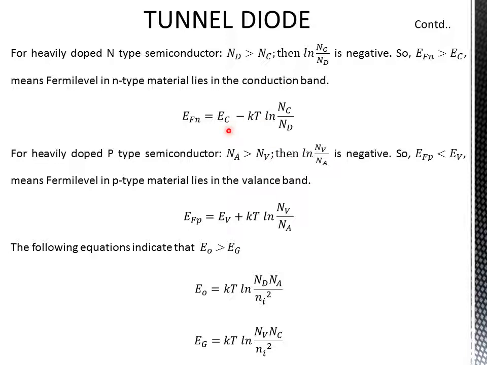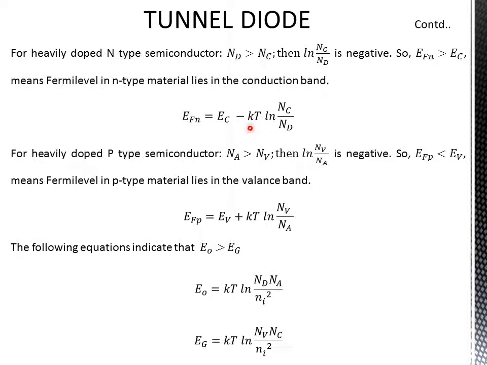In heavily doped N-type semiconductor, the Fermi level energy is given by EFN, which is given in the equation EFN equals EC minus KT ln NC by ND, where NC is the available states in the conduction band and ND is the concentration of donor atoms. Here, for heavily doped N-type semiconductor material, ND is greater than NC. So if ND is greater than NC, then ln of NC by ND becomes negative.